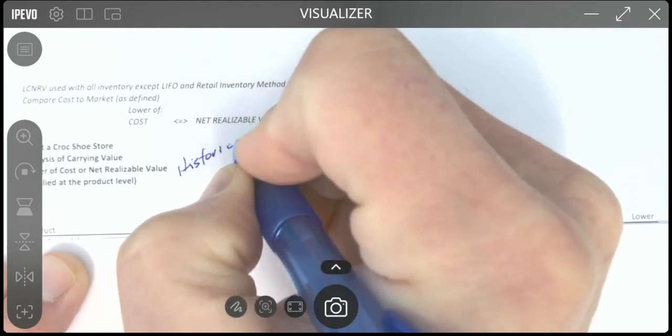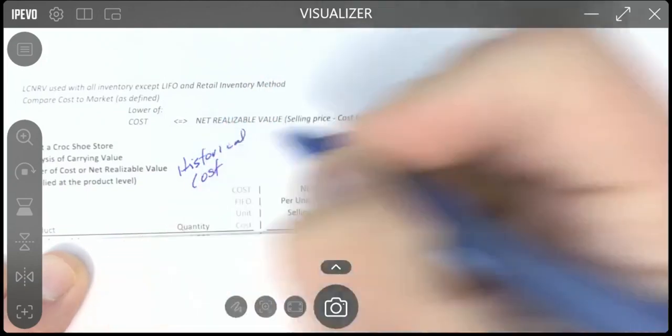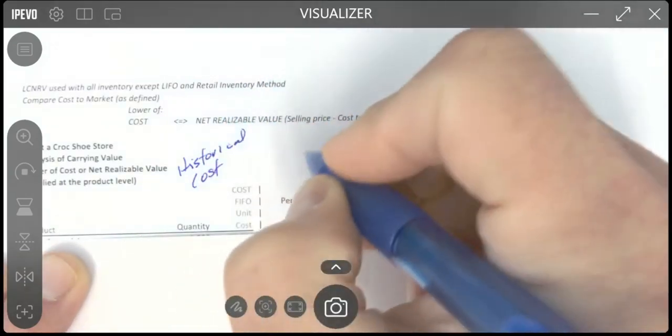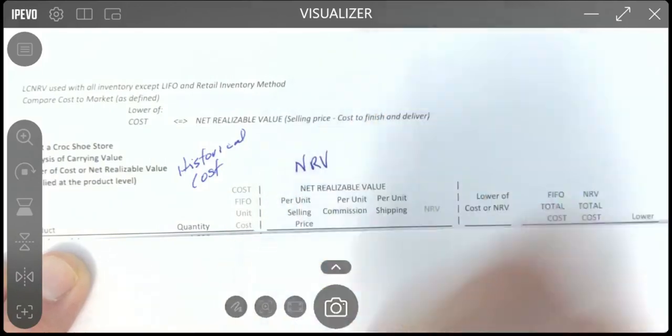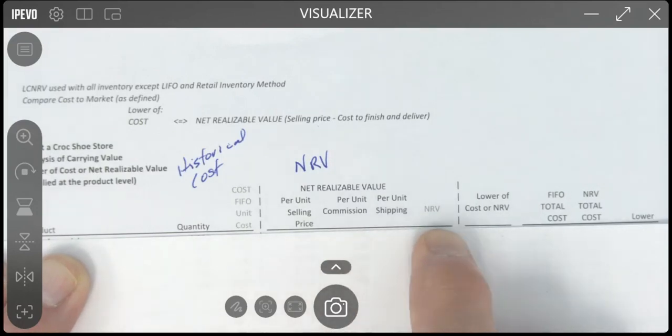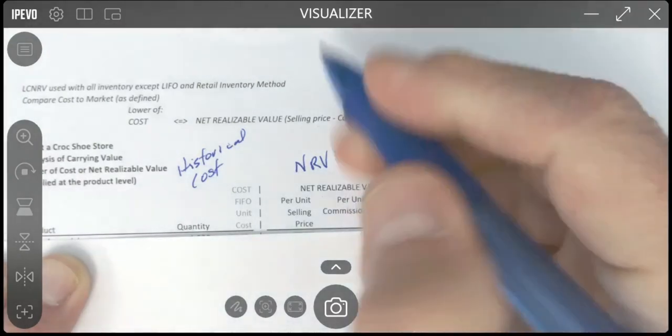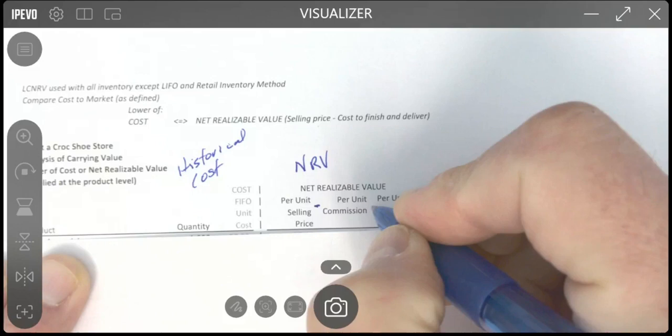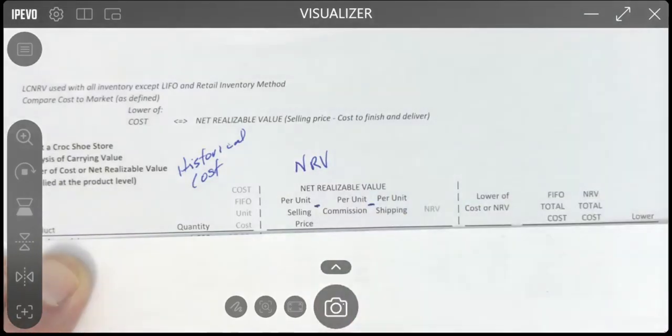Historical cost. And then we'll compare that to NRV, net realizable value, where the per unit selling price minus the per unit commission minus any per unit shipping is equal to the net realizable value. Just put a little minus sign here and a minus sign here.